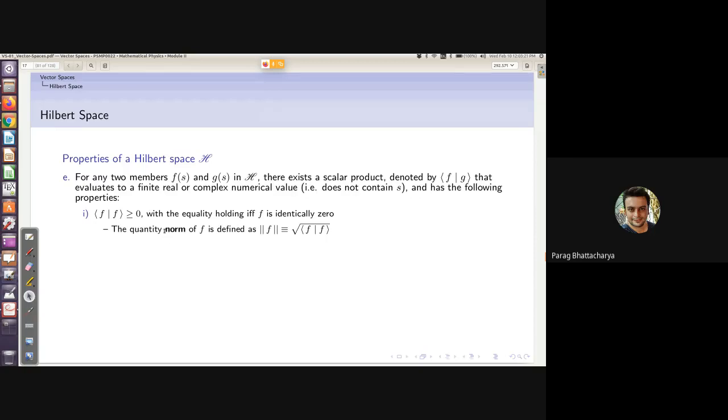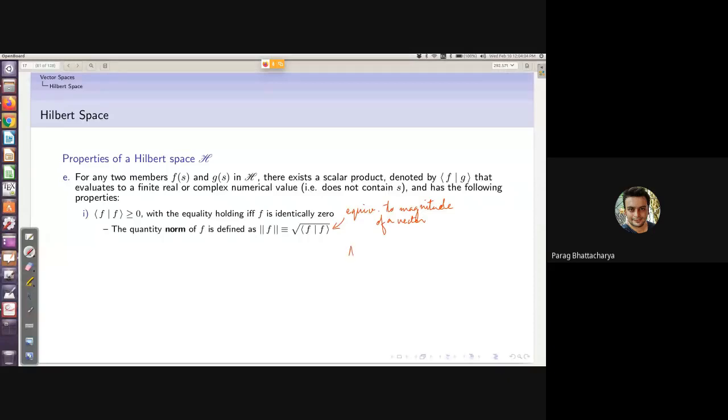Then from here we define something called the norm. How do you define the norm? In a Hilbert space, the norm of a vector F is defined simply as the square root of the scalar product of the vector with itself, and it is represented this way. This is equivalent to the magnitude of a vector.